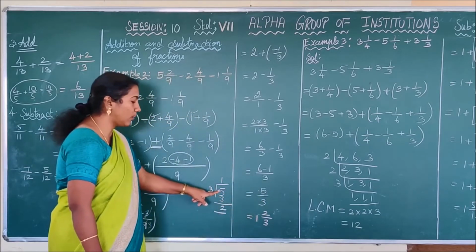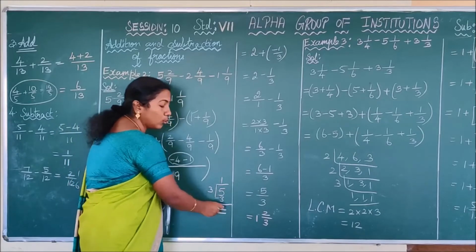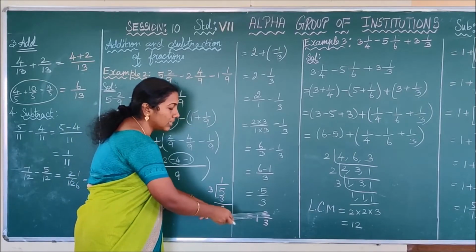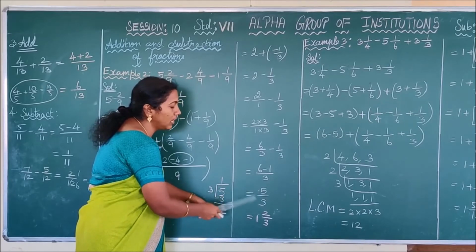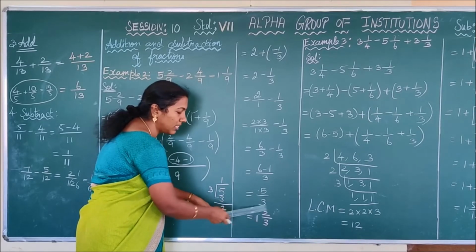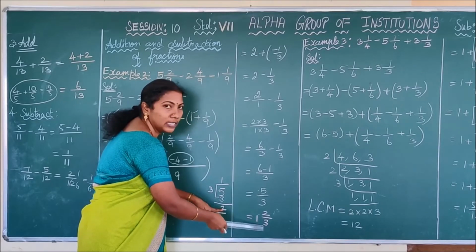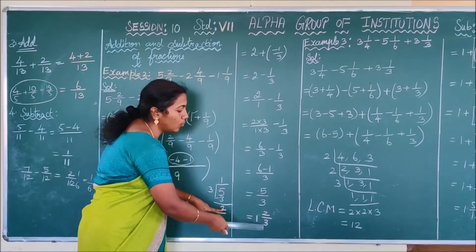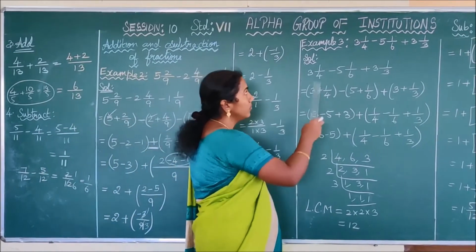Further, you have to divide 5 by 3. 1 3 is 3. If you subtract, you get the remainder 2. You have to write the remainder as the numerator and write the quotient on the side. Thus we can convert the improper fraction 5 by 3 into the mixed fraction 1 2 by 3. Write the denominator as it is. Thus your answer is 1 2 by 3. Super, children. See the next example.